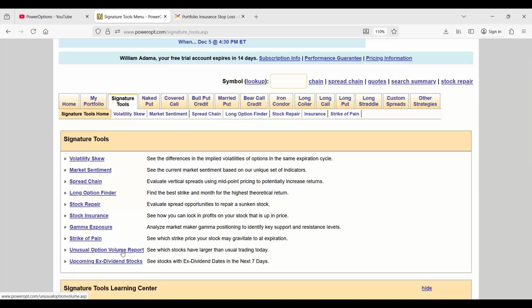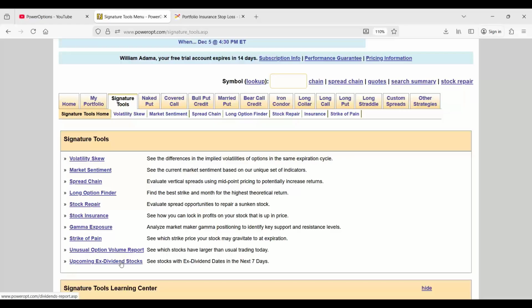Again, simple look, see which stocks have larger than usual trading today. You see that first step on the pod that we just talked about a few moments ago. This is a little bit more in-depth look. And then, of course, stocks with upcoming ex-dividends, if you use that for your trading.